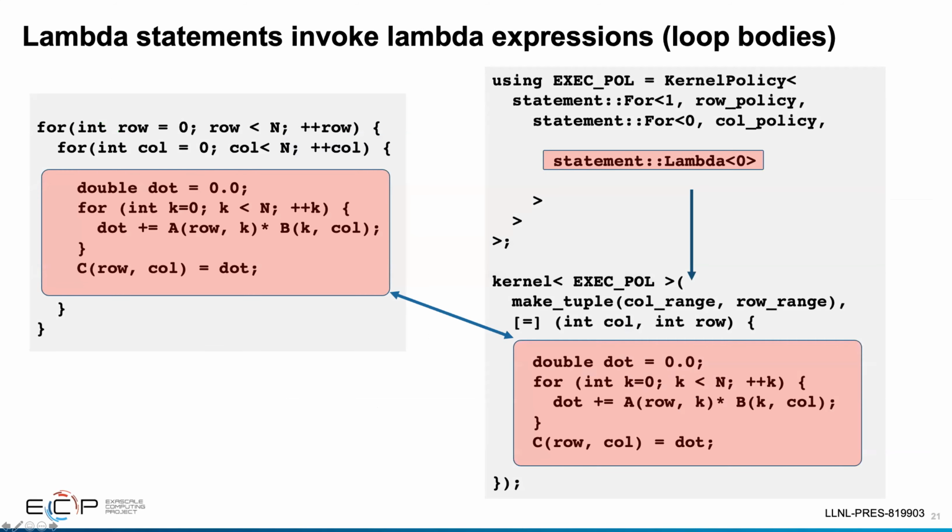So then to actually invoke the loop bodies, Lambda statements are used in the execution policy to invoke the Lambda. So here in our policy, we're saying we have two for loops, and then we have a Lambda statement, which executes the actual work. The contents of the Lambda are held here in this kernel method. And as you can see, the loop body is exactly the same as you would have in the standard C code.